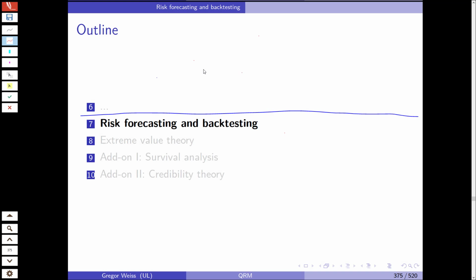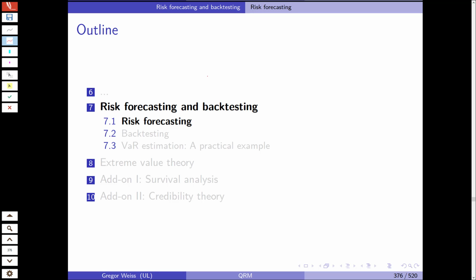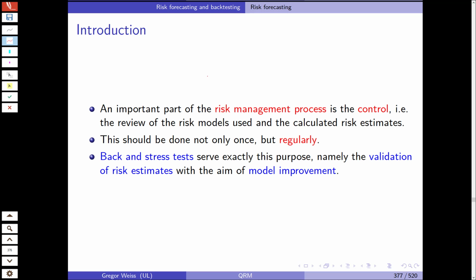Okay, welcome to today's lecture on quantitative risk management. Last week we talked a little bit about backtesting. We've talked already about risk forecasting, but in this chapter 7 we'll talk in more detail about backtesting, and we'll concentrate on one practical example for risk forecasting. We'll start with forecasting and then go into more detail with backtesting.